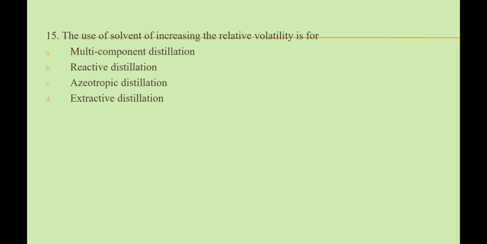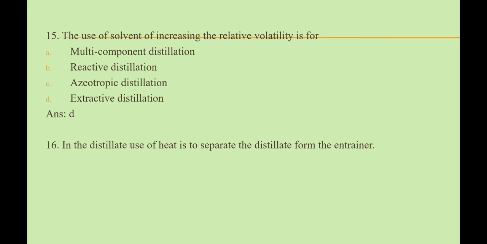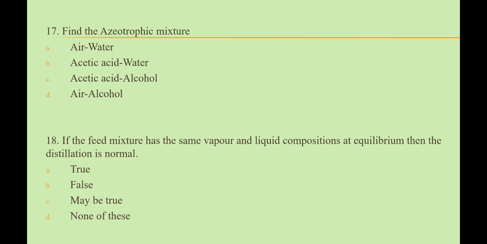Next question is, the use of solvent for increasing the relative volatility is for multi-component distillation, reactive distillation, azeotropic distillation, or extractive distillation. So the correct answer is D, that is extractive distillation. Next question is, in the distillate, use of heat is to separate the distillates from the entrainer: true, false, maybe true, none of this. So the correct answer is A, that is true.